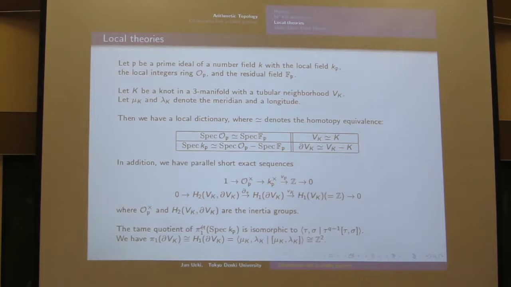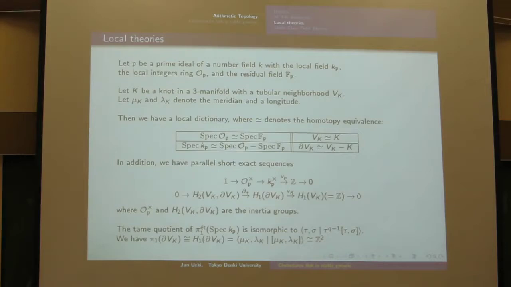The left-hand side terms are the so-called inertia groups and control ramification in local theory. In number theory, this group is very complicated, but it is topologically generated by two elements. And on the topology side, it's just Z squared. So on the topology side, local theory is very easy.